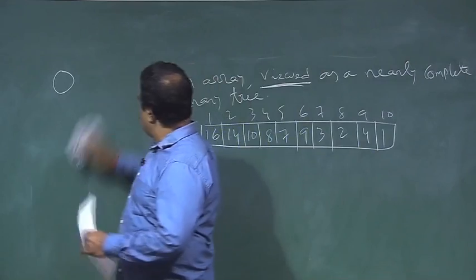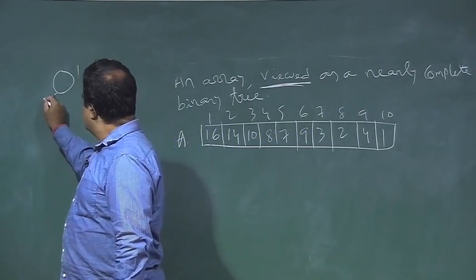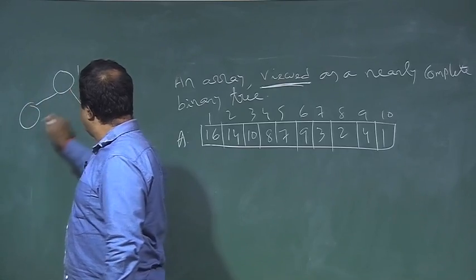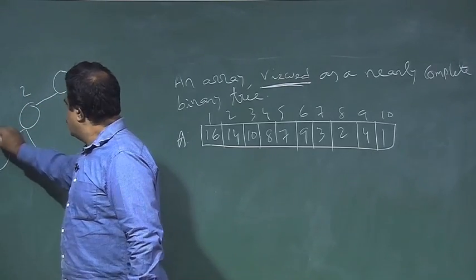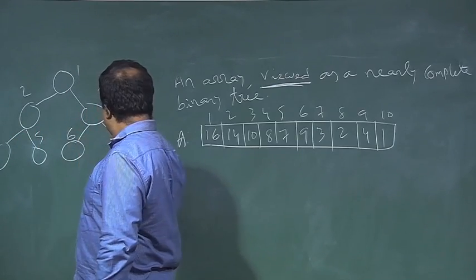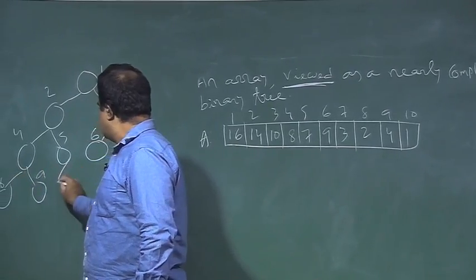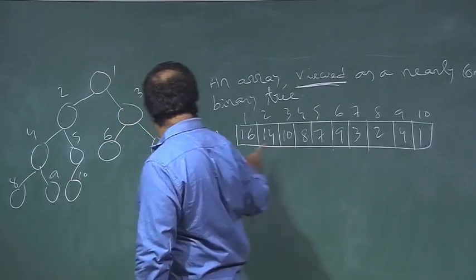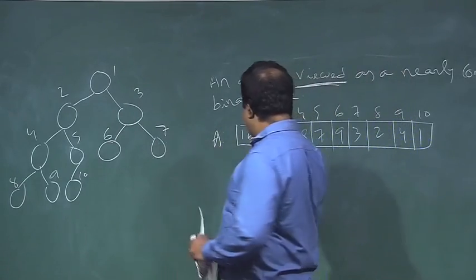Okay, so we start with this as a root. This is A1 and then A2, A3, then A4, A5, A6, A7, then A8, A9 and then we have A10, because the array is up to 10. So this is the way we view this array as a tree.